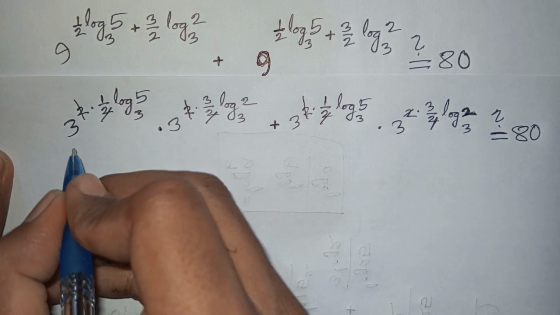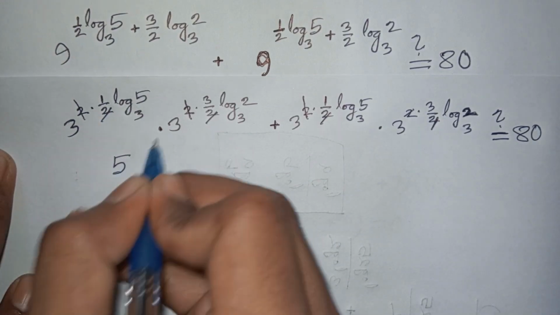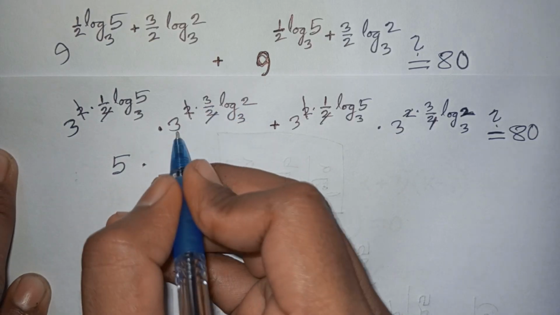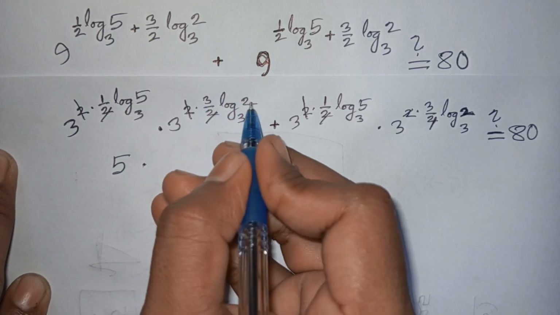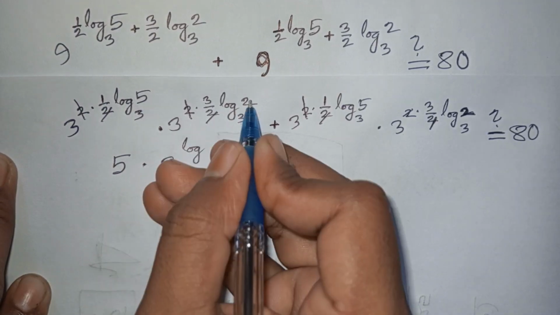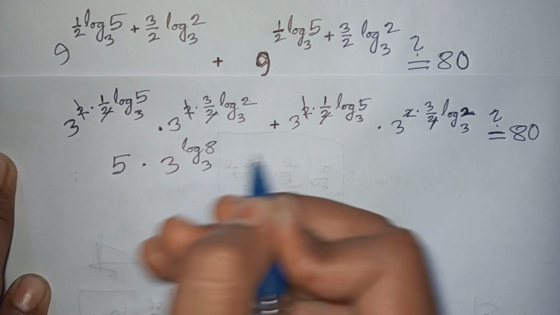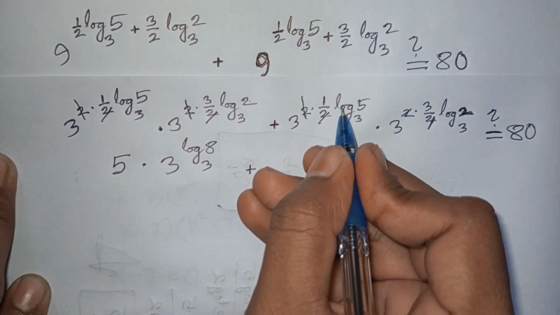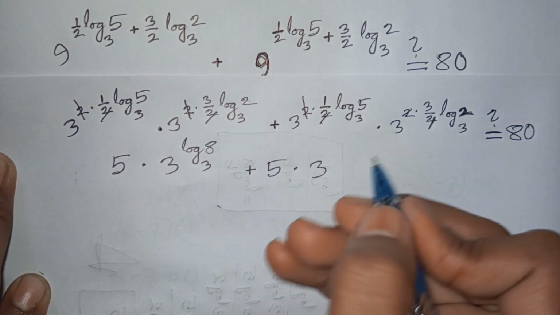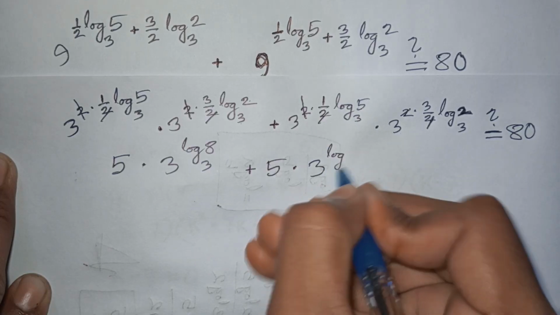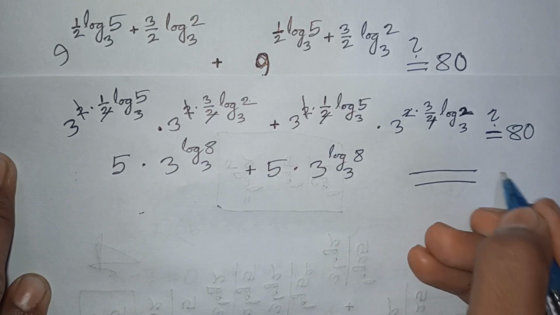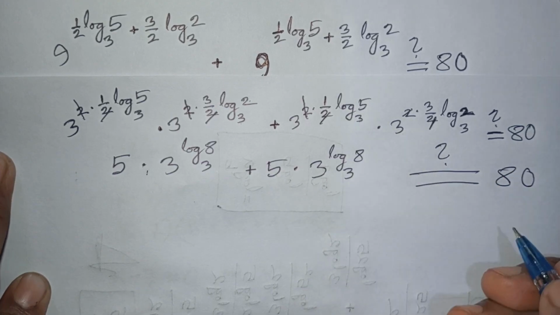So we have 3 to the power log 5 base 3, that means it will be 5, times 3 to the power 3 log 2 base 3, which is same as 3 to the power log 2 power 3, that means log 8 base 3. So 3 to the power log 2 power 3, that means 8, plus 3 to the power log 5 base 3, that means 5, times 3 to the power 3 log 2 base 3, which is same as log 2 power 3, that means 8 base of 3. Is it equal to 80?